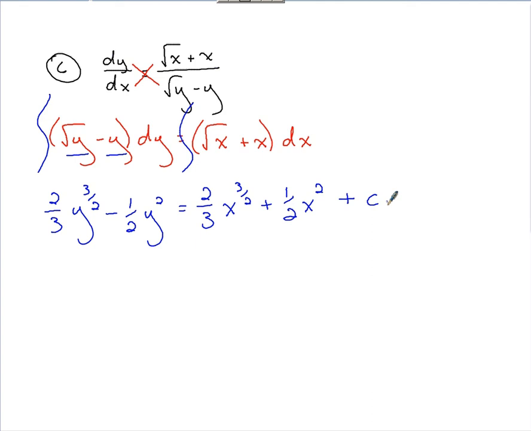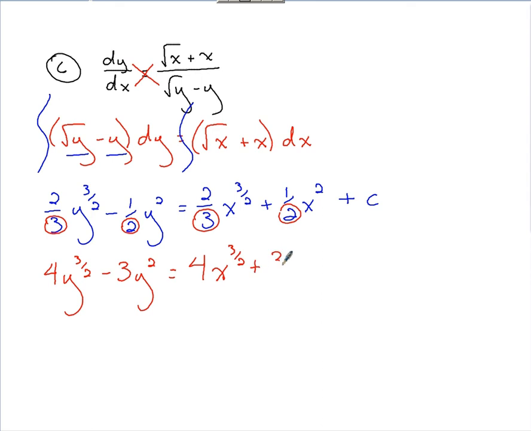You could clean up the fractions a little bit. Since we got denominators of 3 and 2 to play with, you might want to multiply the whole thing by 6 to clear those fractions out, make it a little cleaner. Now if I multiply by 6, here 3 goes into 6 2 times, so multiply that 2 on top, that's 4y to the 3/2. Multiply by 6 here. 2 goes into 6 3 times. Multiply that 1. Got minus 3y squared. And then we got the same kind of values on this side. So it'd be 4x to the 3/2 plus 3x squared plus c.